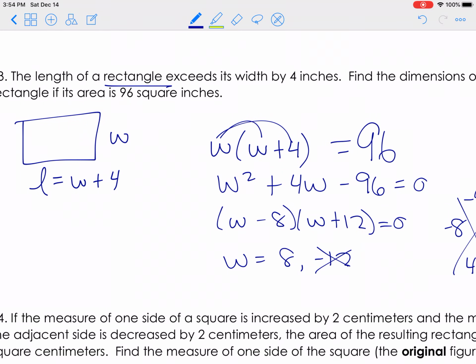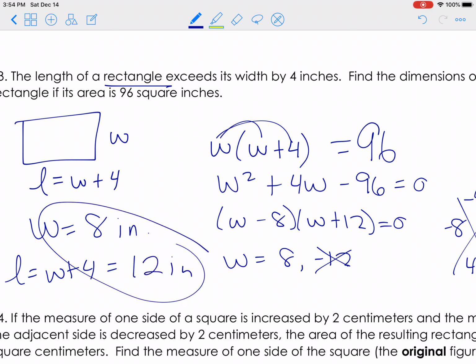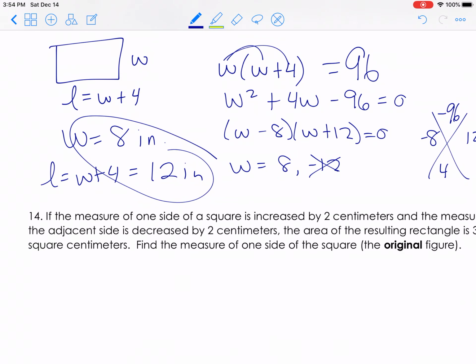If the width is 8 and the length is w plus 4, then the length must be 12. These are both in inches. So we've got that right there, and we can test it. 8 times 12 equals 96, and the answer is yes, we've got it. Okay, let's try another one.